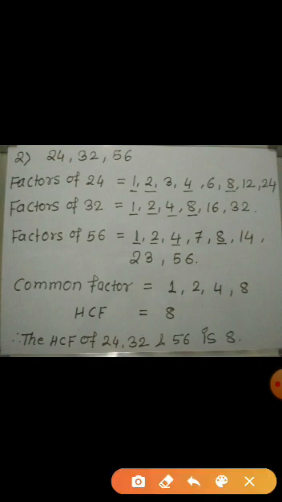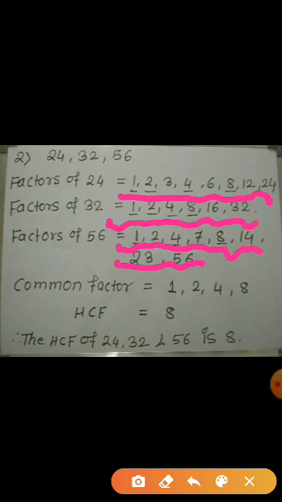Here we have to find the HCF of 24, 32 and 56. First of all we have to find their factors individually. The factors of 24 are 1, 2, 3, 4, 6, 8, 12 and 24. The factors of 32 are 1, 2, 4, 8, 16 and 32. And the factors of 56 are 1, 2, 4, 7, 8, 14, 28 and 56.